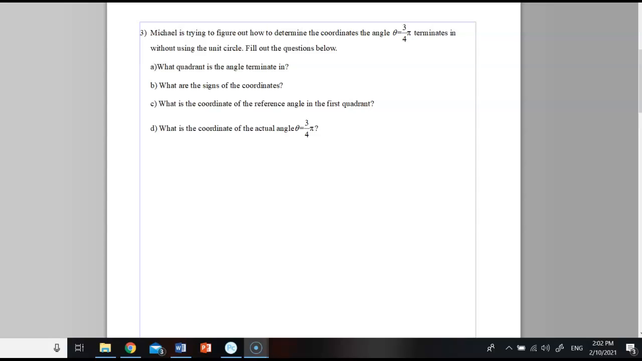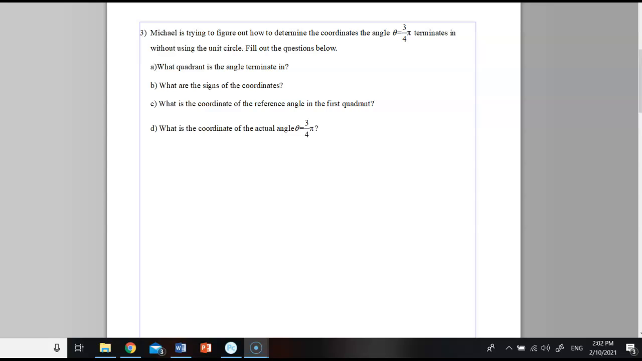All right, let's try to do this problem. Michael's trying to figure out how to determine the coordinates of the angle theta equal to 3/4 of pi without using the unit circle. Fill in the question below. All right, so my angle is 3/4 of pi.